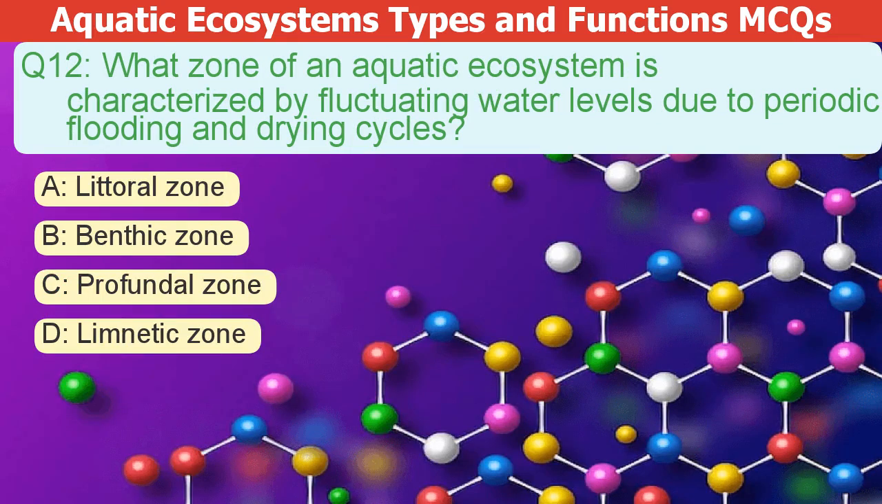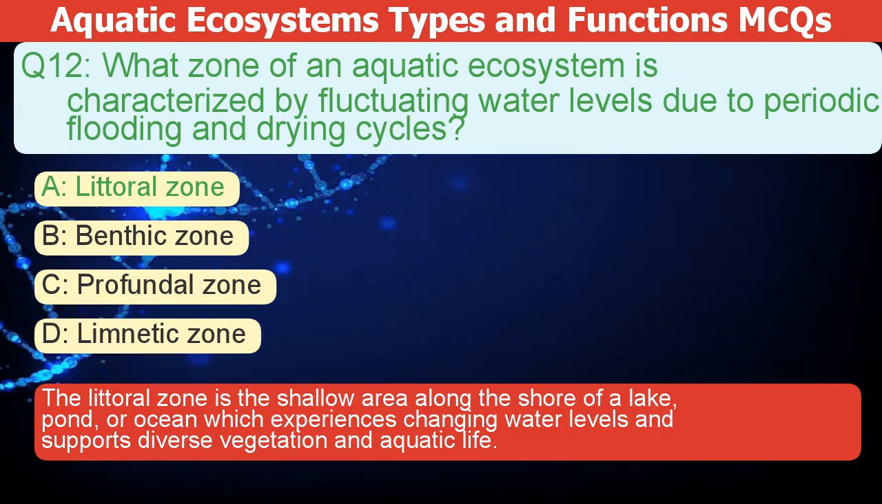What is a characteristic feature of a eutrophic lake? A. Low nutrient levels. B. Clear water. C. High levels of algae and plant growth. D. Deep oxygen penetration. The correct answer is C. Eutrophic lakes have high levels of nutrients, leading to excessive algae and plant growth.